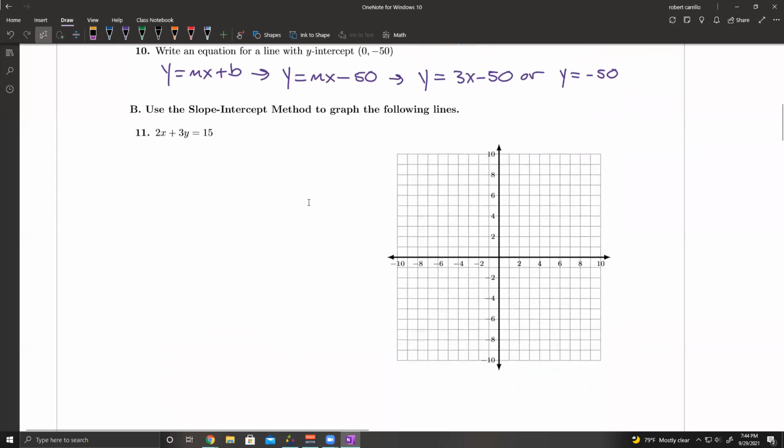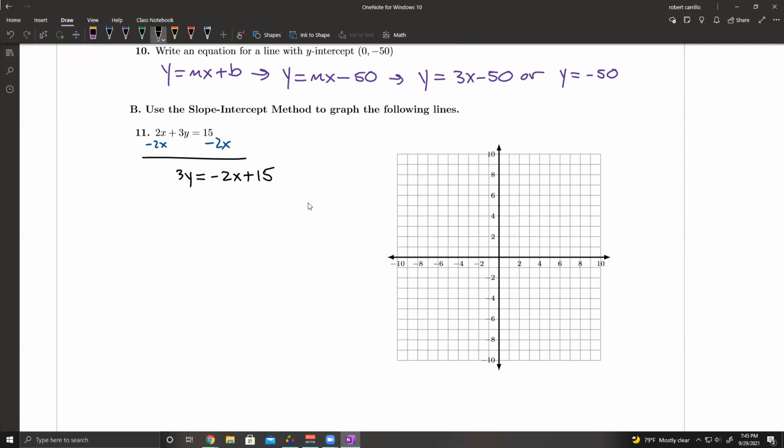Now, use the slope-intercept method to graph the following lines. Okay, so number 11, we have 2x plus 3y equal to 15. We want to put this into slope-intercept form, so we have to solve for y. Who or what term is moving over to the right side? 2x. Good. Minus 2x, minus 2x. And we get left with 3y equal to -2x plus 15.